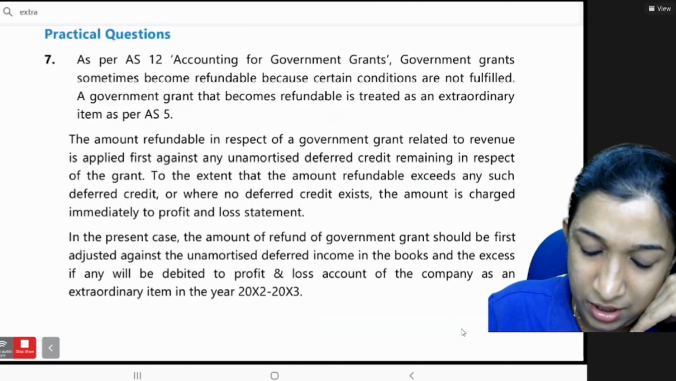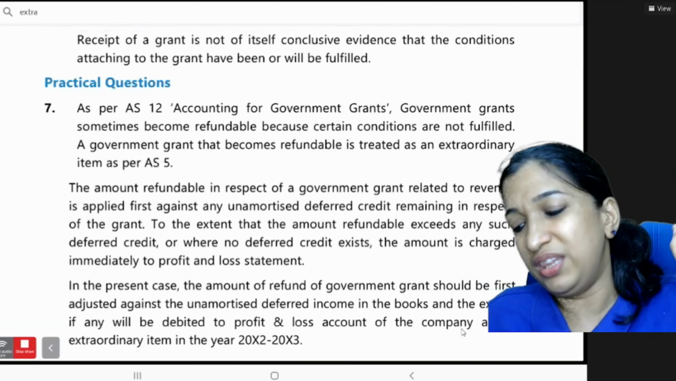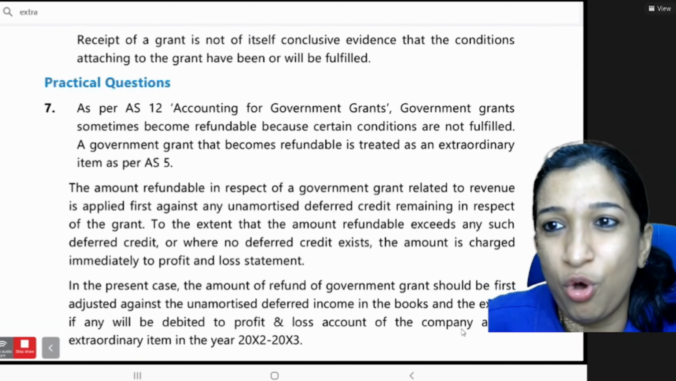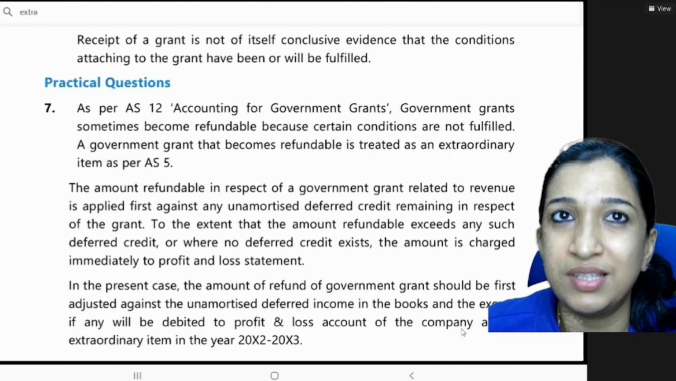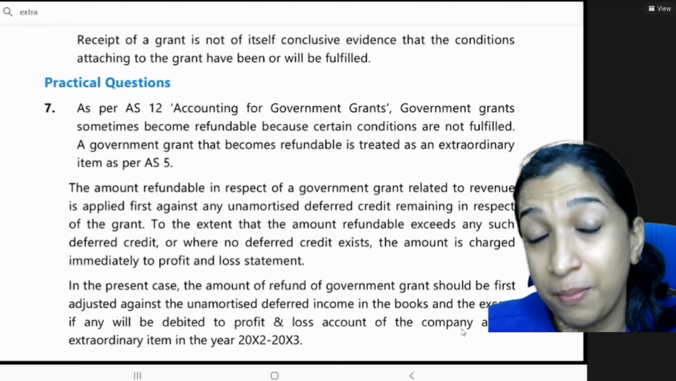So amounts are not given, so just theory. So that's it. Nothing more to be done in AS 12. This is fine. You can revise the whole thing in 1 hour, maybe maximum.